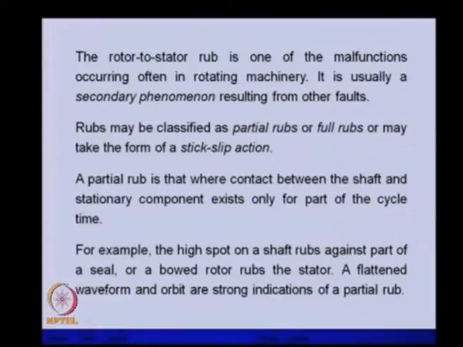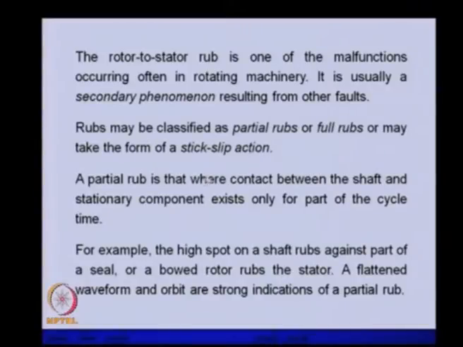The rotor to stator rub is one of the malfunctions occurring often in rotating machinery. It is usually a secondary phenomenon resulting from other faults. So, because of another fault this comes, that is why it is a secondary phenomenon. Rubs may be classified as a partial rub, full rub, or take the form of a stick slip action.